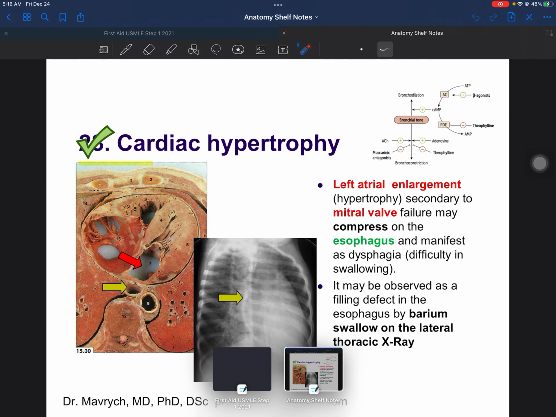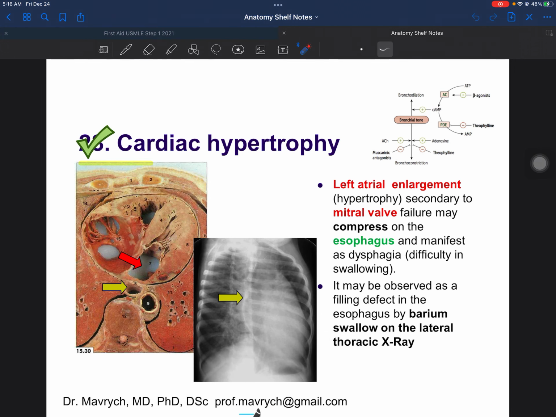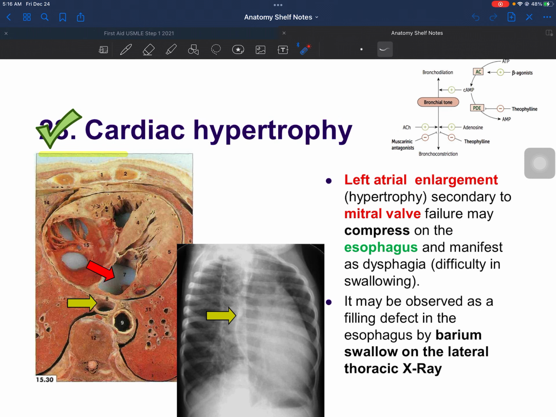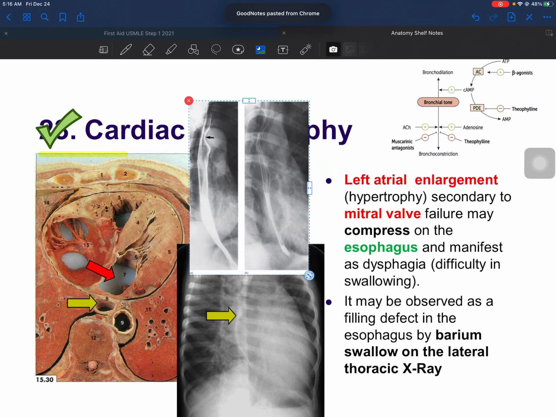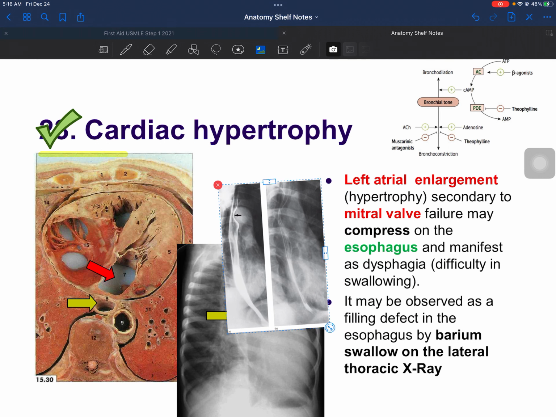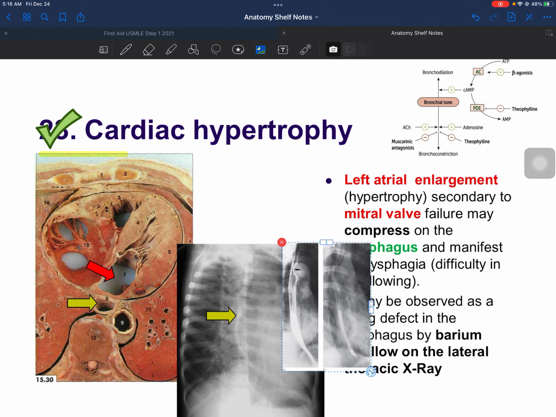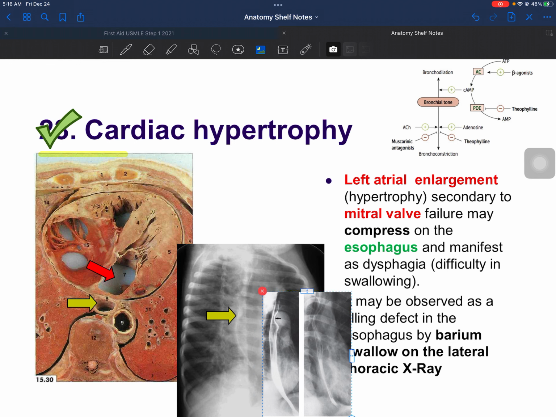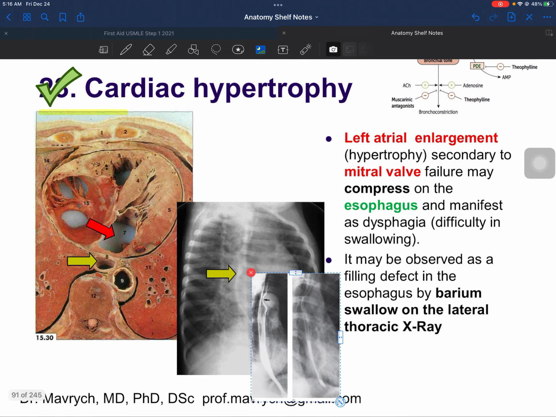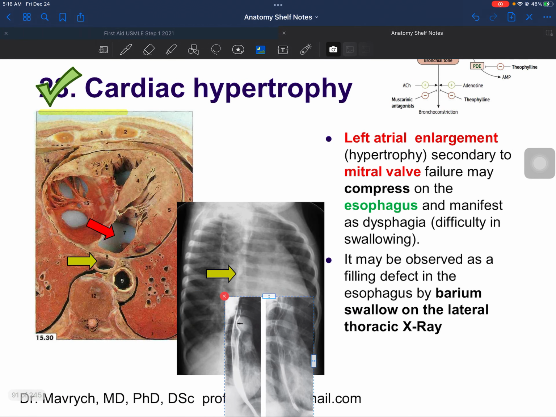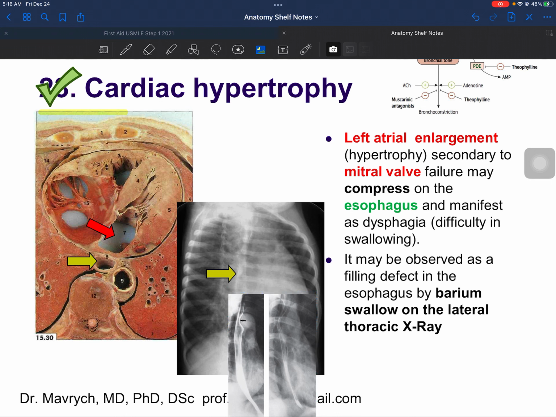Everything crashed, so we'll see it again. Let's take this one and put it here. So you can see that is the barium. It's better than this picture here, which doesn't show much. So we're just going to place this right there.